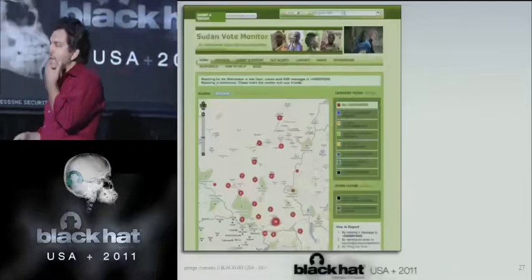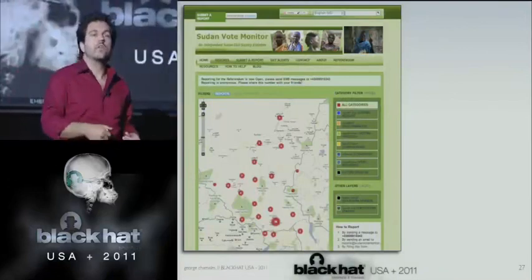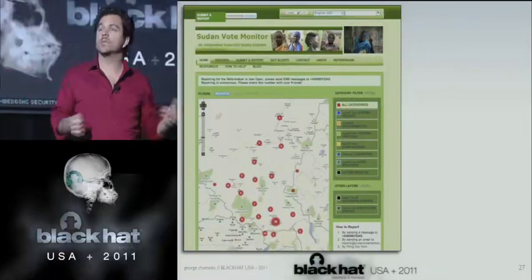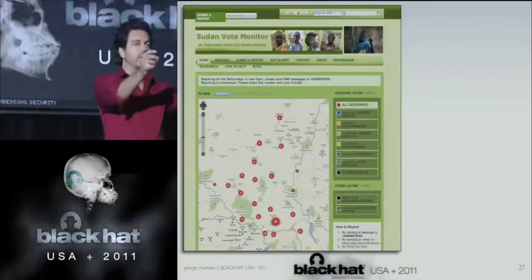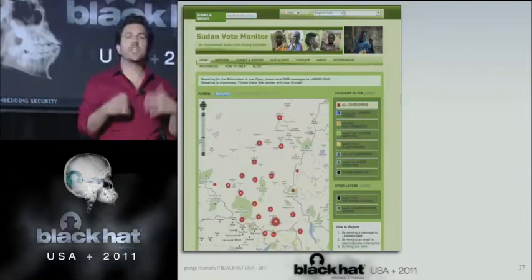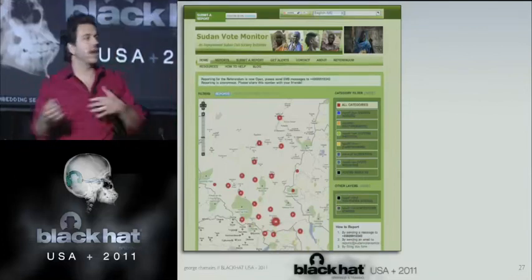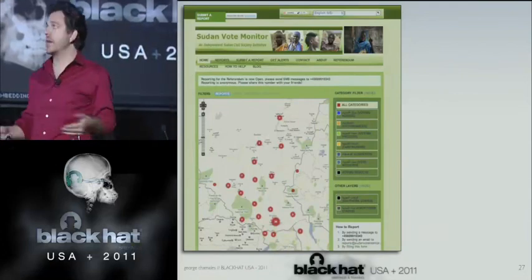The deployment in Sudan was being done with a local NGO who was doing vote monitoring for one of the nationwide referendums that was going to decide whether or not the country was split between the natural resource-rich south and the north where the government was. And there was the expectation that there was going to be violence and issues surrounding this election. And during that deployment, we had to deal with a couple of things.